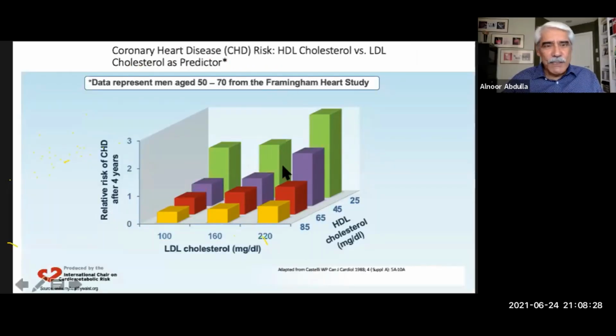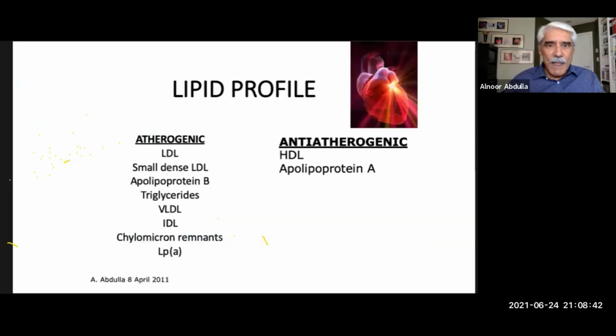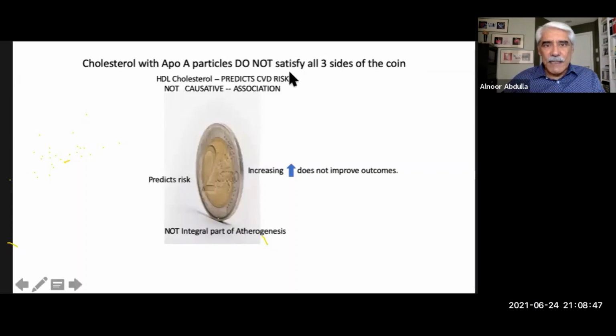Now they still show the diagram, but they've changed the heading: coronary heart disease risk, HDL versus LDL predictor. And I was trying to tell you 2 days ago in the first part that HDL is a predictor. And so I changed this slide from 10 years ago to say that HDL doesn't meet the triad. It predicts risk, but it is not integral to the atherosclerosis inside, and raising HDL does not drop the outcomes, and therefore it does not complete the Abdullah triangle on the three sides of the coin, and therefore it is not an outcome dropping drug.